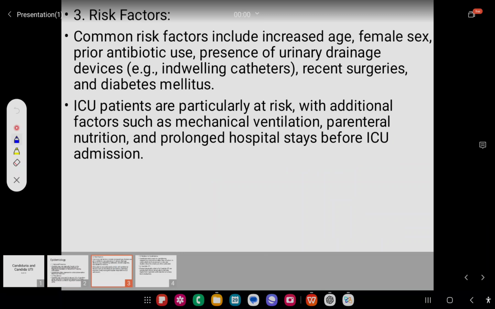ICU patients are particularly prone to the presence of Candiduria with additional risk factors such as mechanical ventilation, parenteral nutrition, and prolonged hospital stays before ICU admission.